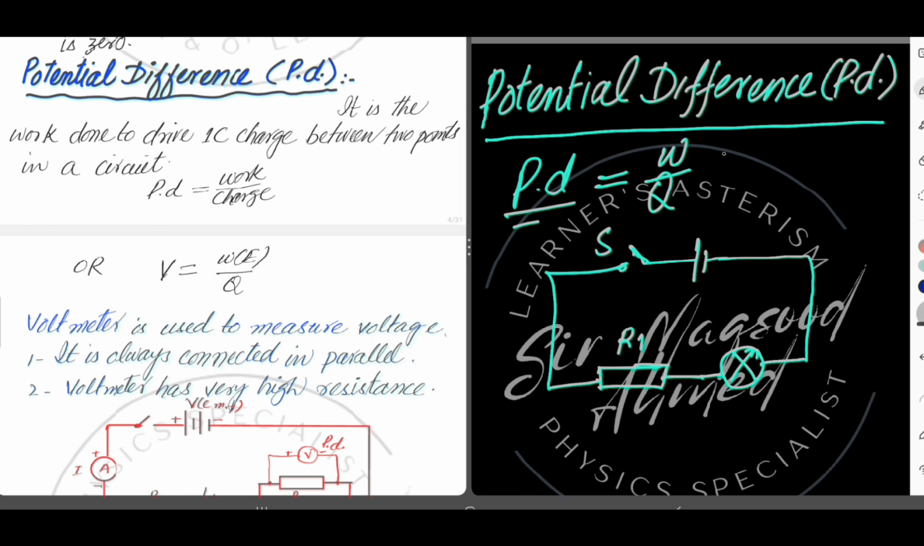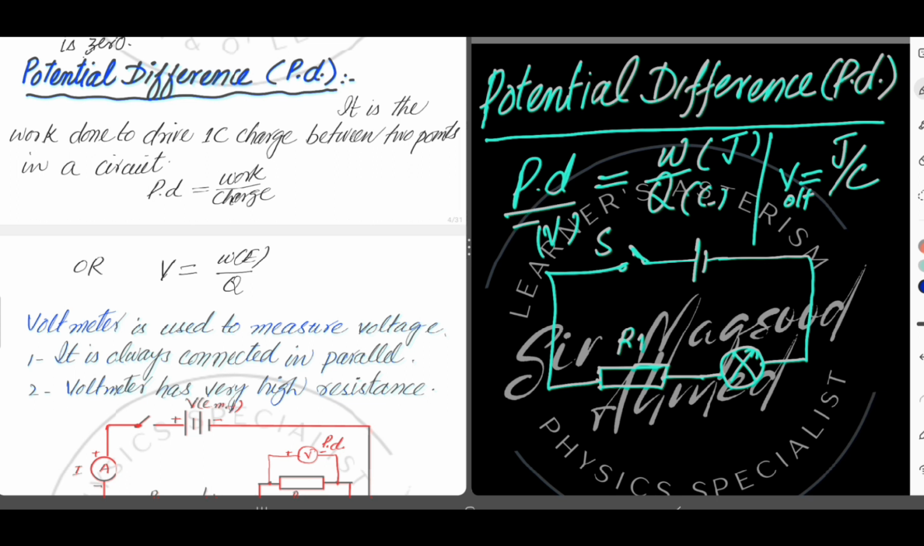The potential difference is measured in volts, the work is measured in joules, and charge is measured in coulombs. So volt is equal to joule per coulomb, as we have discussed in the concept of E.M.F. To elaborate the concept of PD, now we will discuss an example.